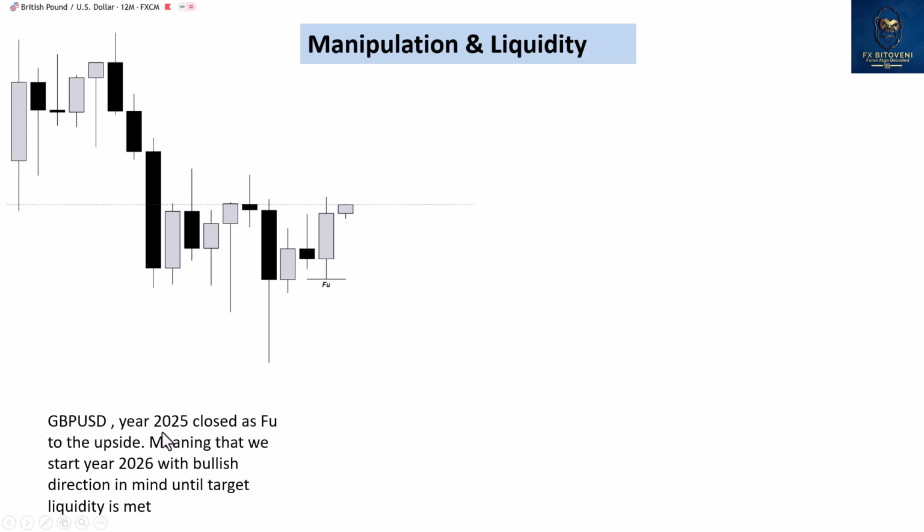So manipulation and liquidity. GBP/USD year 2025 closed as a FU to the upside, meaning that we start year 2026 with bullish direction in mind until target liquidity is met. We closed the 2025 year with a bullish manipulation, where we have a beautiful FU that was formed on the GBP/USD. I'm talking about this candle.